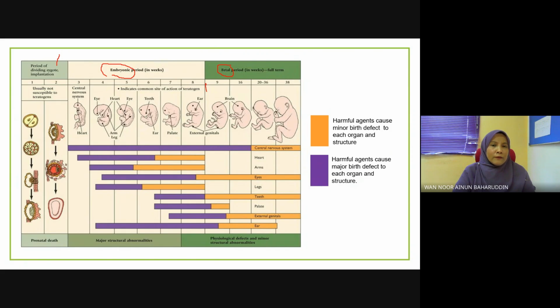the ones with fully developed organs are from week 20 up to 36. You do have the central nervous system, the heart, arms, eyes, and a complete set there. So there are also some harmful agents that can cause certain effects and defects to the organs and structure of the baby, or to the fetus itself.